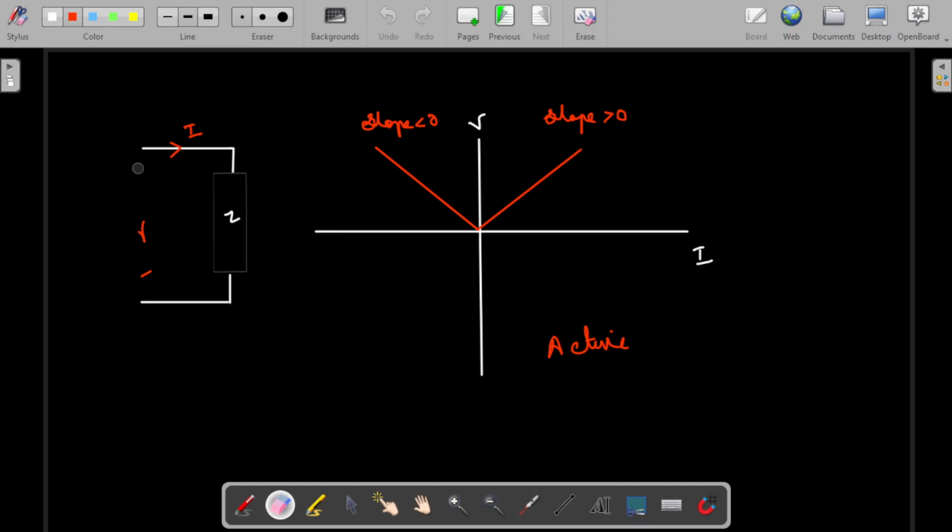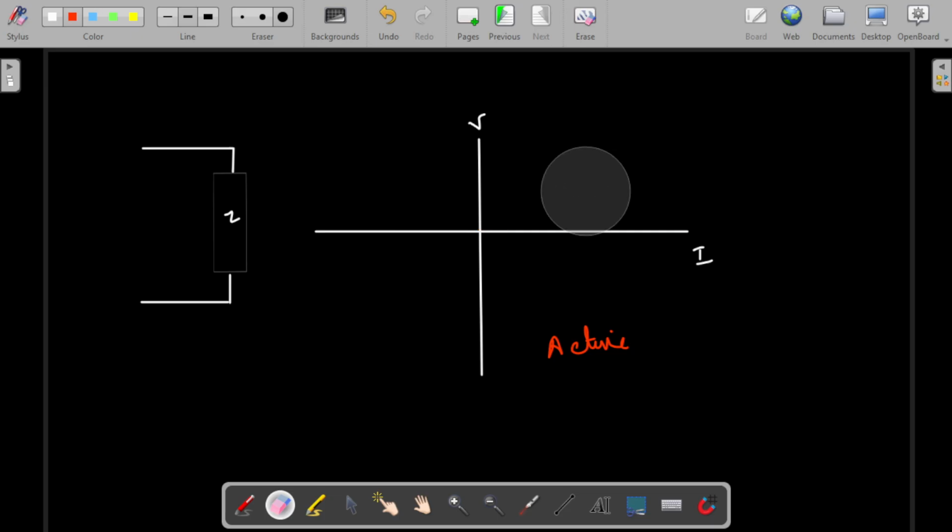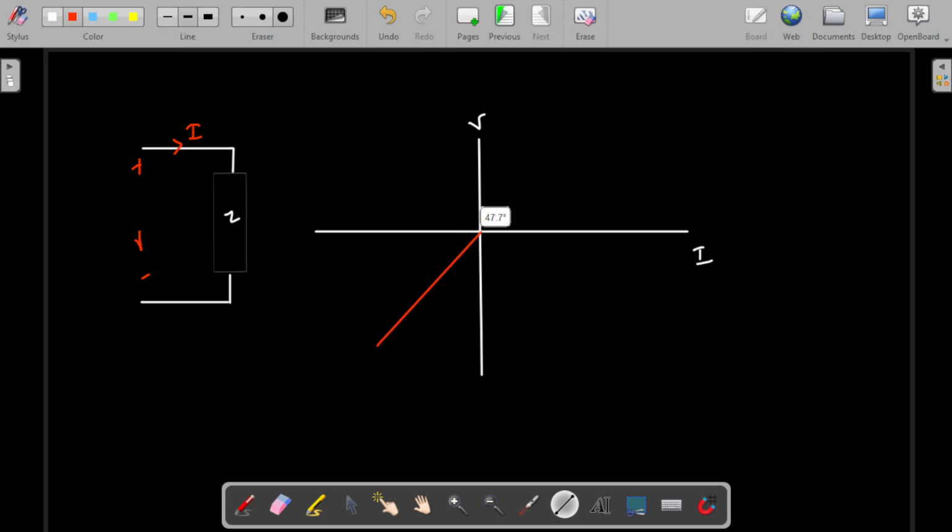Let me use the same example. The same voltage source, positive and negative, and current is entering in this direction. This is tracing in the negative axis first, the third quadrant first, and then it is tracing the boundary. Now what will be the element? Please pause the video and try to answer it.